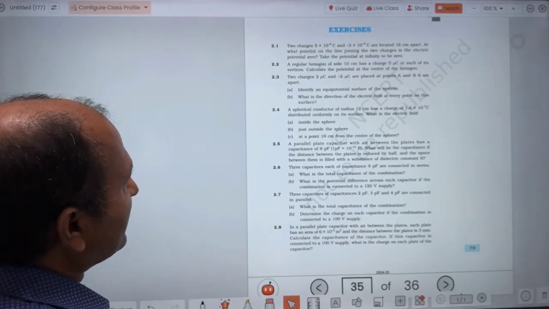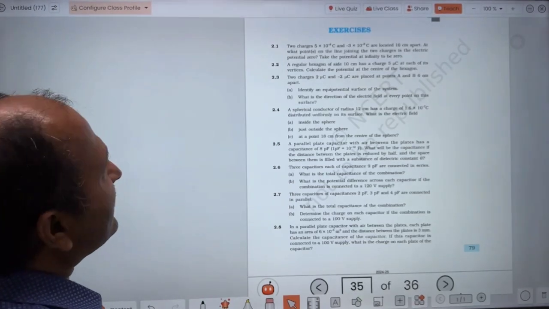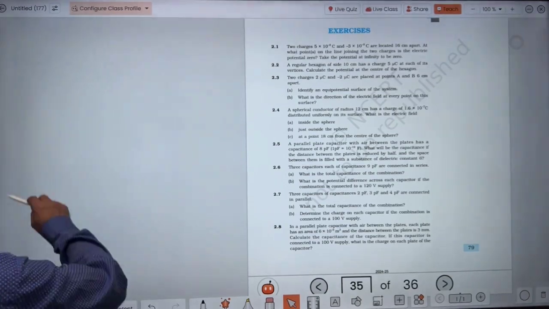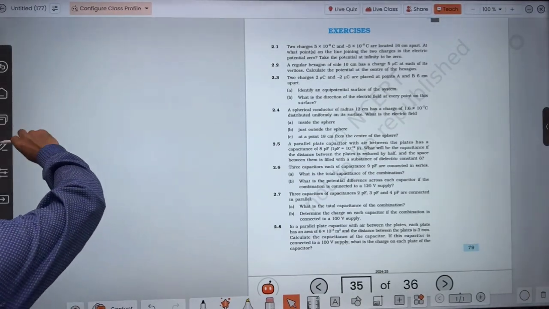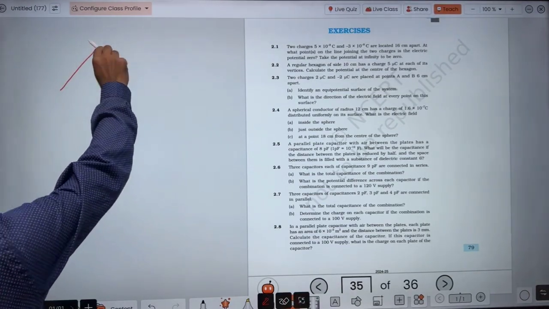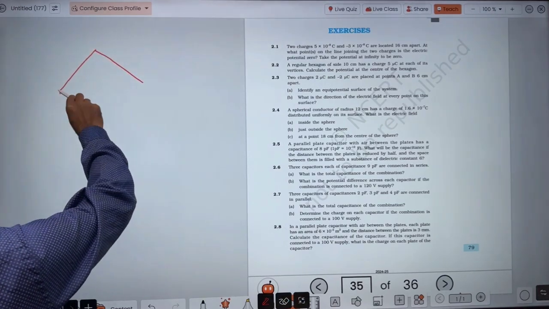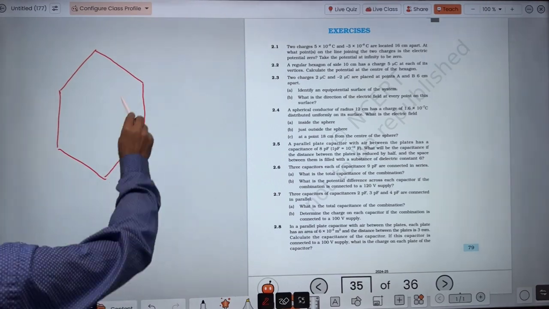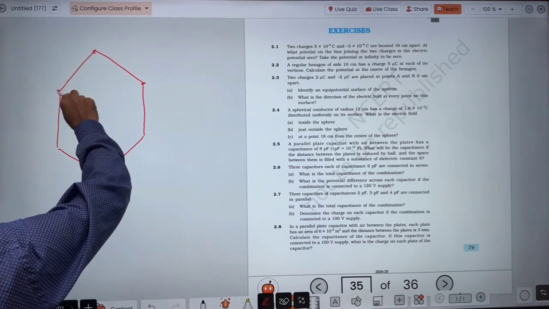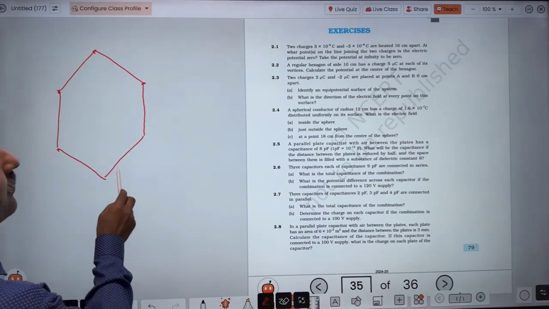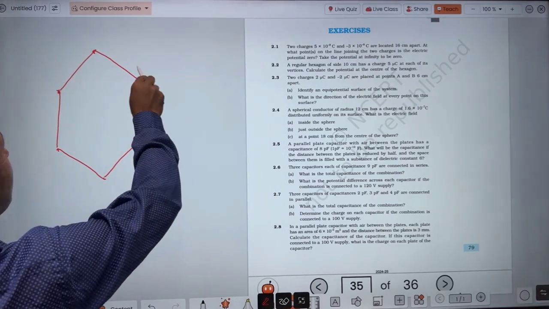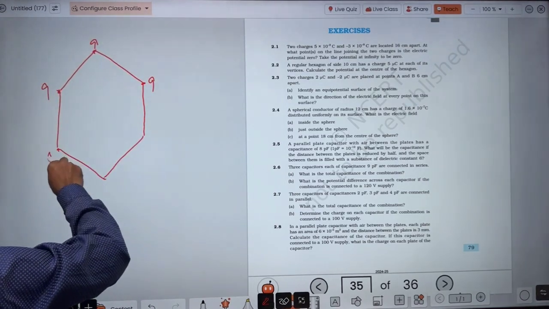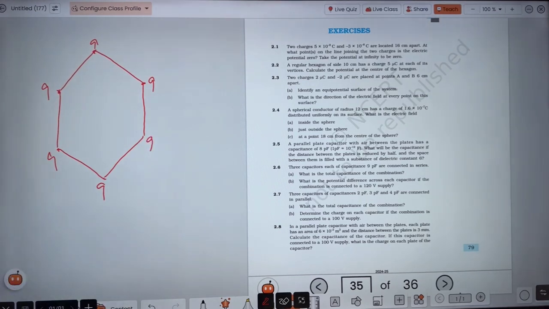Since potential is a scalar quantity, we can find potential at the center due to one charge and multiply by 6. First of all, we have to find out this distance. Each angle of the hexagon is 120 degree, so this angle will be 60 degree, and this is also 60, so these two sides will be equal, meaning all three sides become equal. Here side length is given as 10, so this will also be 10, similarly for the others.